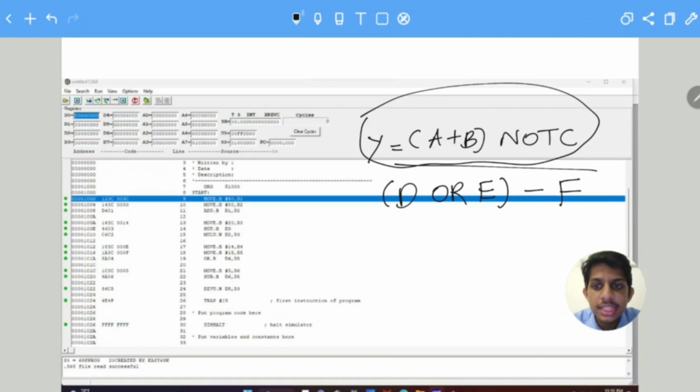Then I multiply. The next step is mulu.W D2,D3. It means multiply D2 with D3, the data in D2 multiplied with the data in D3. The data in D2 is the value of A plus B, and the data in destination 3, D3, is not C. So we multiply both of them, and now we will move on to this equation.